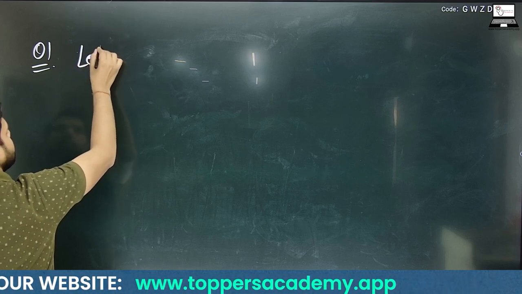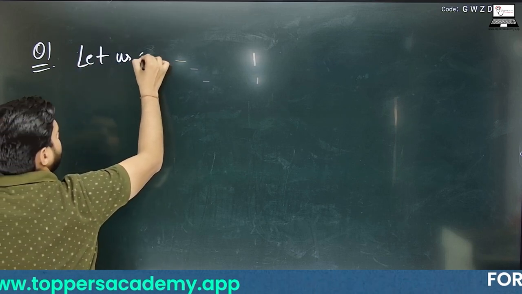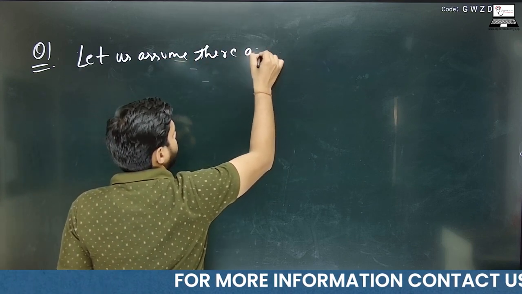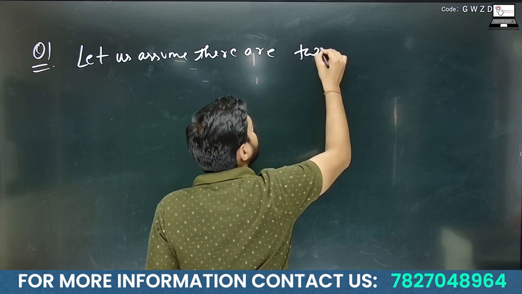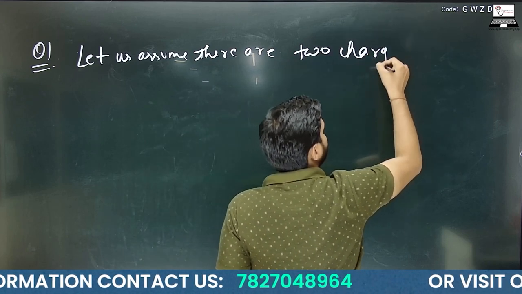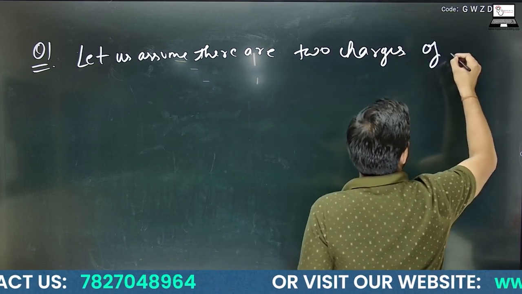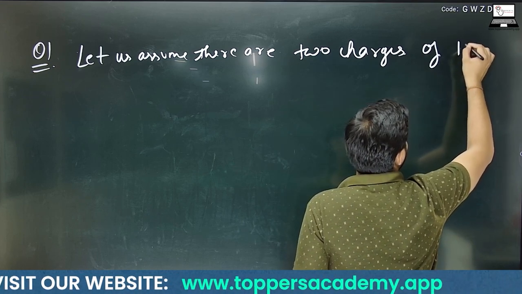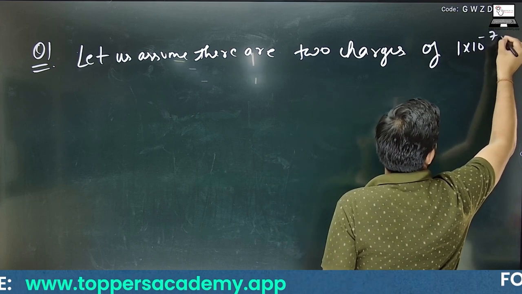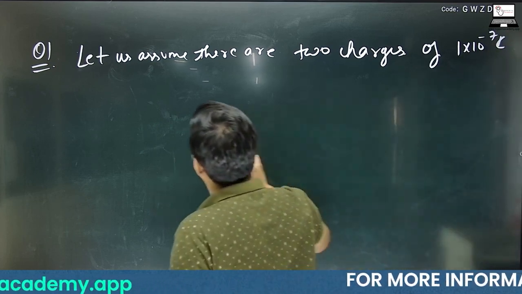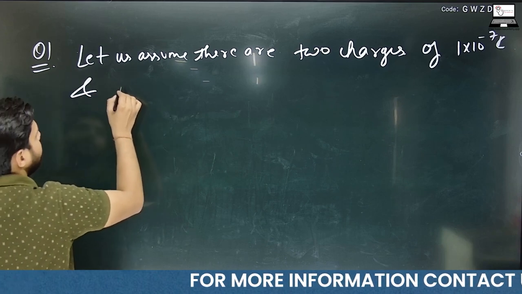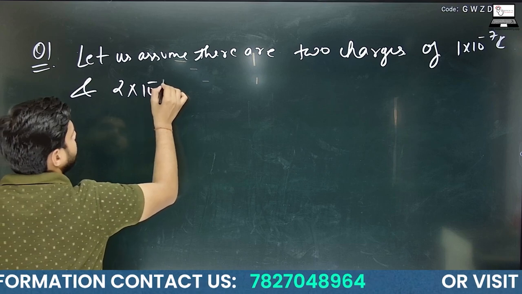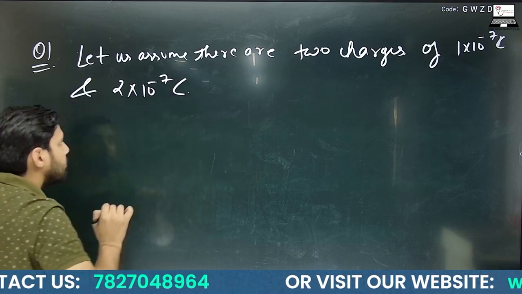The first illustration is, let us assume there are two charges of -7 coulomb and 2 × 10⁻¹ coulomb. Clear? Okay.